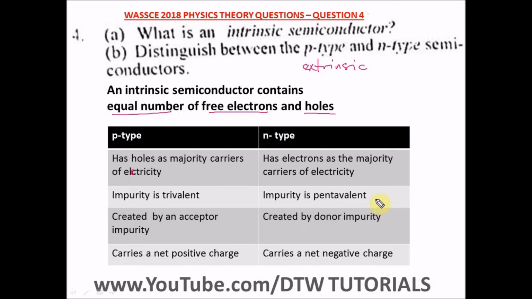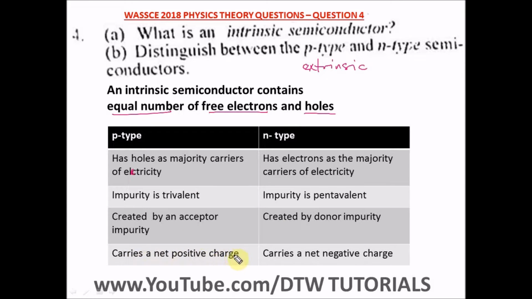Okay, there's a lot to explain on this, which will take a lot of time, but later in the future I will do a video by God's grace on semiconductors, explaining p-type, n-type, and how it is doped. Another difference is that the p-type is created by an acceptor impurity, while the n-type is created by a donor impurity.